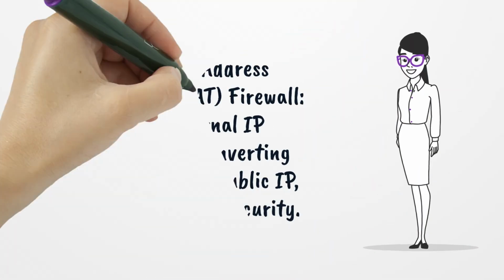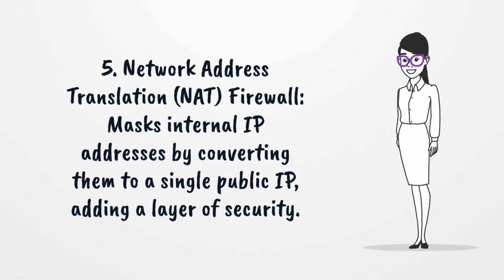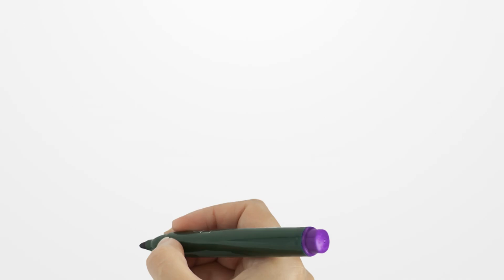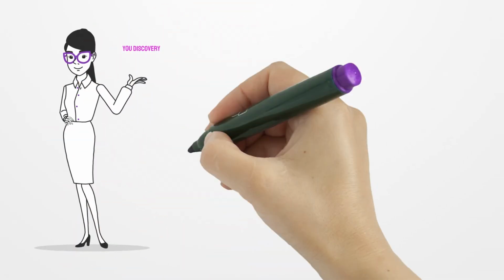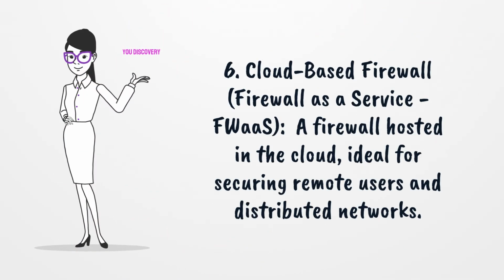5. Network address translation, NAT firewall. Masks internal IP addresses by converting them to a single public IP, adding a layer of security. 6. Cloud-based firewall, firewall as a service, FWaaS. A firewall hosted in the cloud, ideal for securing remote users and distributed networks.